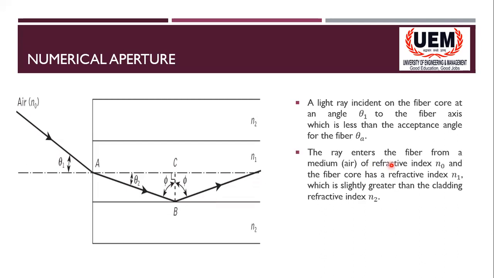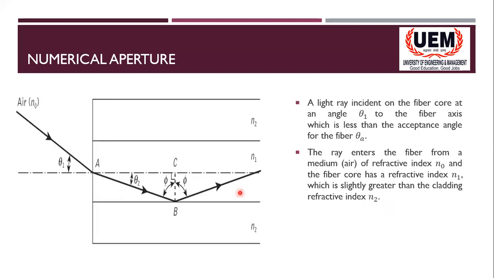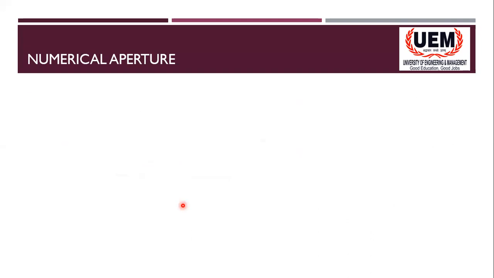So now it enters the fiber core from the air medium, which is n naught, and it falls inside the core region of refractive index n1, and the refractive index of the cladding, which is n2, is slightly less than the refractive index n1. So if this is the case, then this phenomenon is occurring here. So considering this triangle ABC, we can deduce a formula for numerical aperture. So let us see that formula.